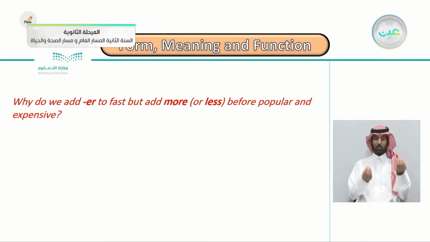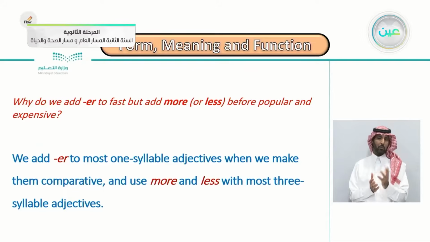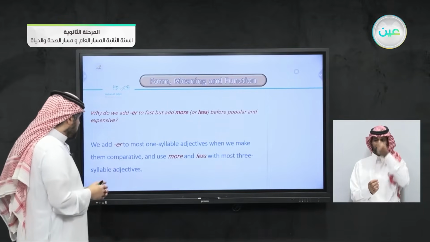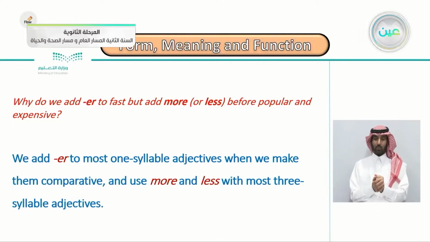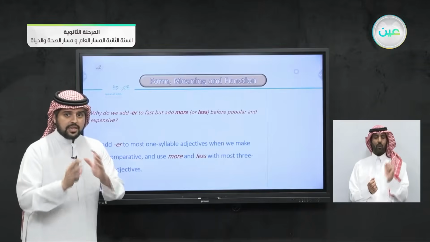How do we choose? Do we add er or put more or less? Okay, let's see. We add er to most one-syllable adjectives. You remember the word syllable, the part of the word, or maybe the whole word is just one syllable. We add er to most, not all, most one-syllable adjectives when we make them comparative, and we use more and less with most three-syllable adjectives. So again, we add er to one-syllable adjectives, and we add more or less with most three-syllable adjectives. So we choose according to the syllables.